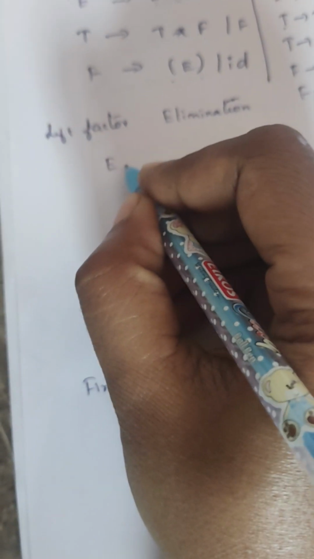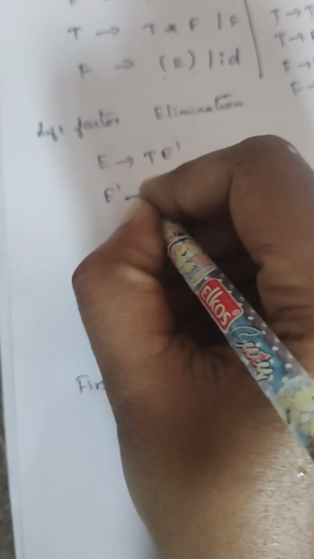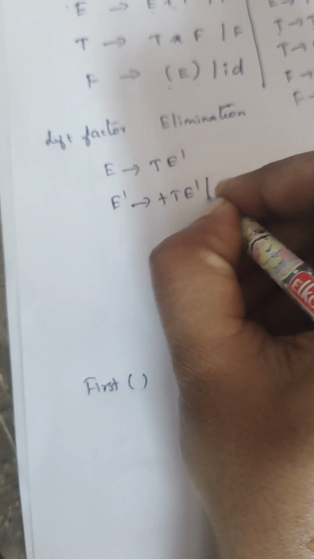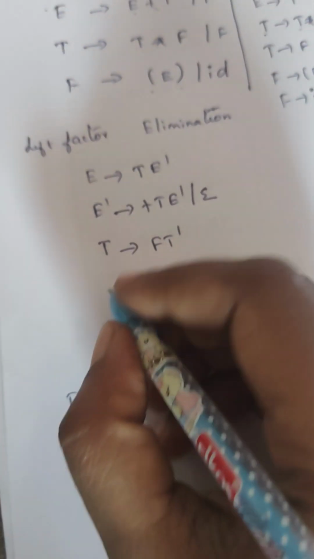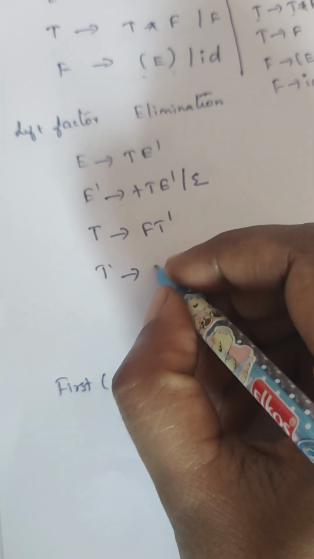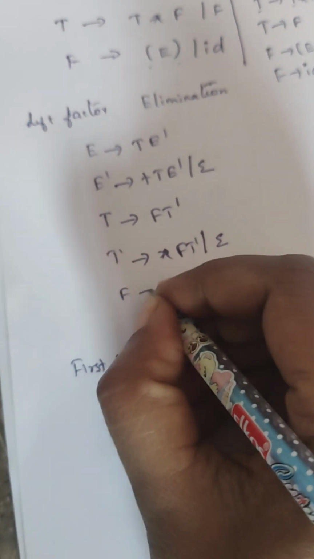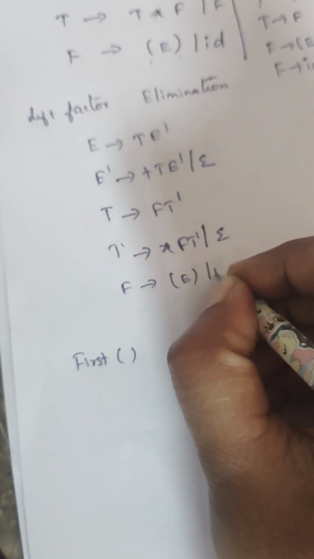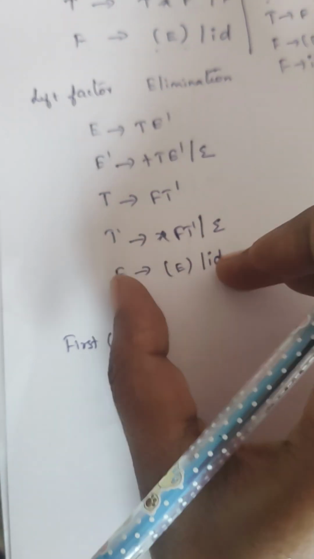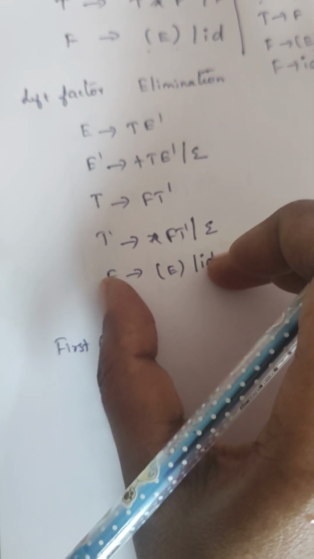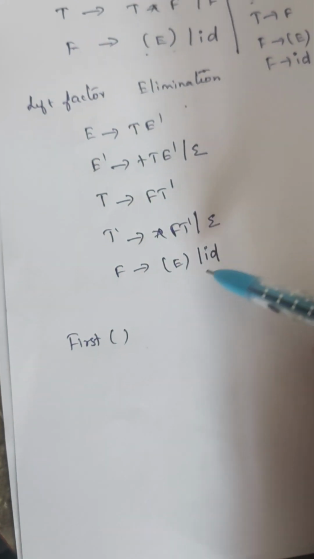After eliminating the recursion we get the actual grammar as E tends to T E dash, and E dash tends to plus T E dash or epsilon. T tends to F T dash, and T dash tends to star F T dash or epsilon. And F tends to (E) or ID. Because we don't have any repetitive elements here, we get the expression as it is. After the elimination, this is our final production rule.